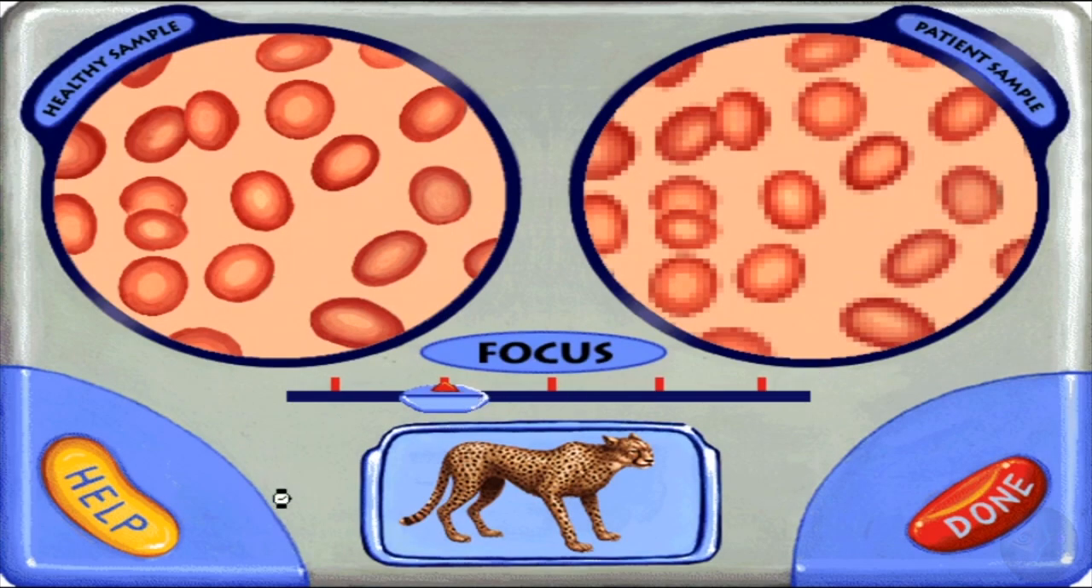Microscopes are used to examine cells, tissues, and other things too small to be seen by the naked eye. Sometimes animal health problems can be diagnosed through microscope readings. To focus the slide, use this focus button. The slide on the left shows a healthy slide sample. The slide on the right has been taken from the patient. Circle the areas of the patient sample that look different from the healthy sample.